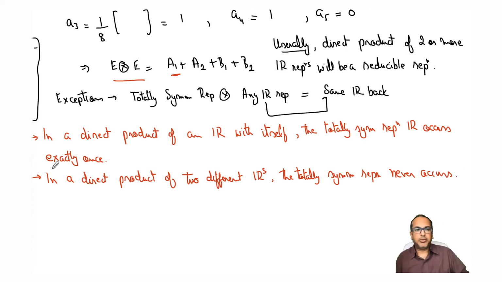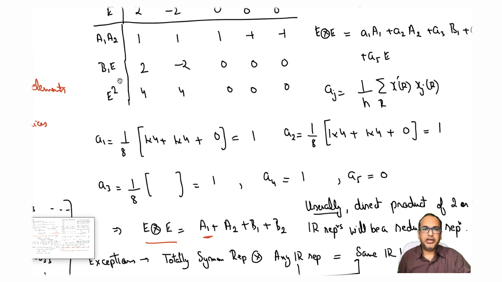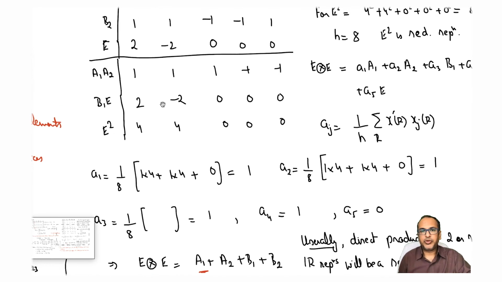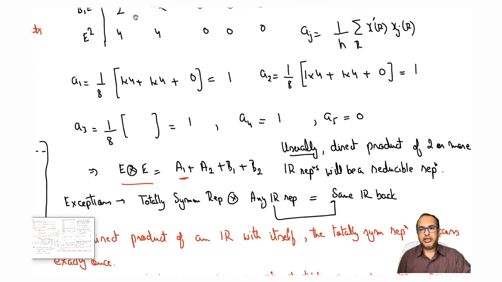So that means in the product above, for example, we did B1E. B1E is the product of two different IRs, and in this case B1E is actually equal to only E, right? So there is no other representation. That means in B1E, the totally symmetric representation will never occur.